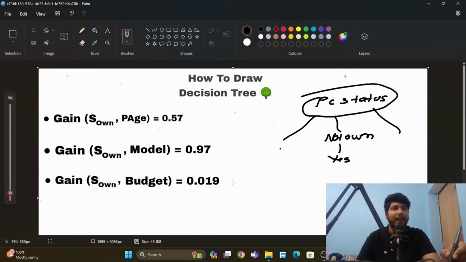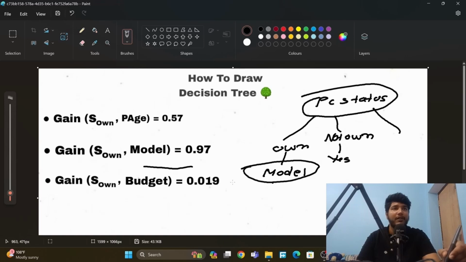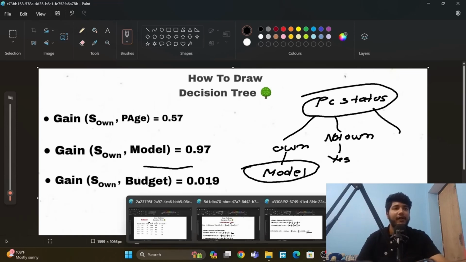Now here is own. At own, we will create the node where the value is the highest. This one is the highest, 0.97, model. So we will make it the node. Now we will check how many values it has. Let's check it.